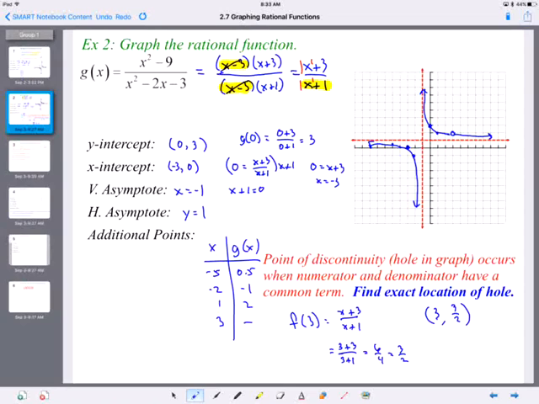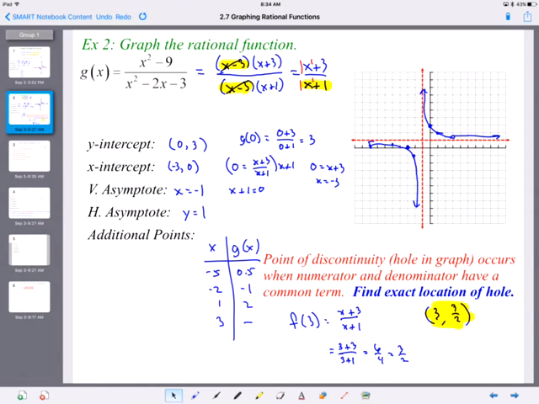For some reason I tried to graph mine too soon, so I'm going to erase this part. The hole is actually at 3, 3/2, so that's 1, which is about right there. So I'm going to fix that. And there we go. Now we're going to have to identify any points of discontinuity that occur while we're graphing as well. So that's another piece that we learned. And once again, the point of discontinuity occurs when the factors cancel.